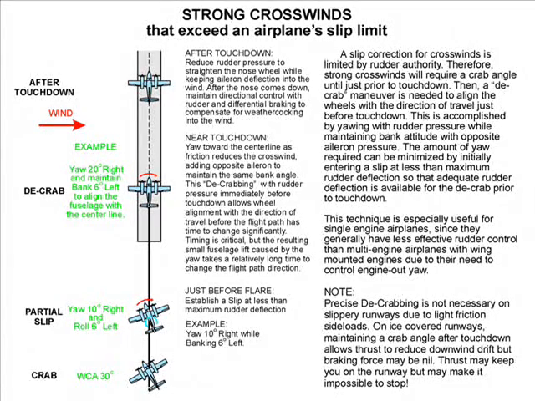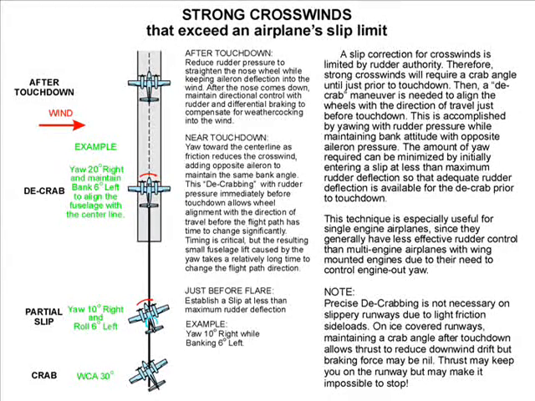This decrabbing with rudder pressure immediately before touchdown, where friction reduces the crosswind, allows wheel alignment with the direction of travel before the flight path has time to change significantly. Timing is critical, but the resulting small fuselage lift caused by the yaw takes a relatively long time to change the flight path direction. This technique is especially useful for single-engine airplanes, since they generally have less effective rudder control than multi-engine airplanes with wing-mounted engines, where the control of engine-out yaw is a primary design consideration.